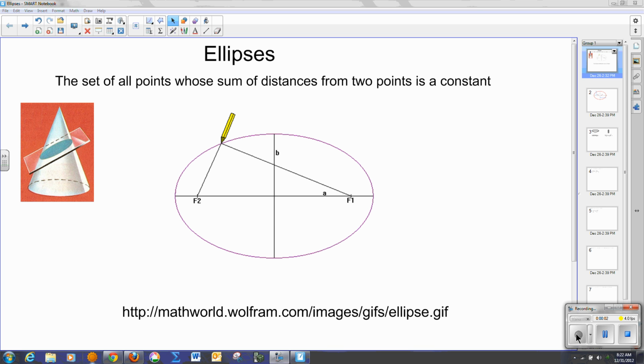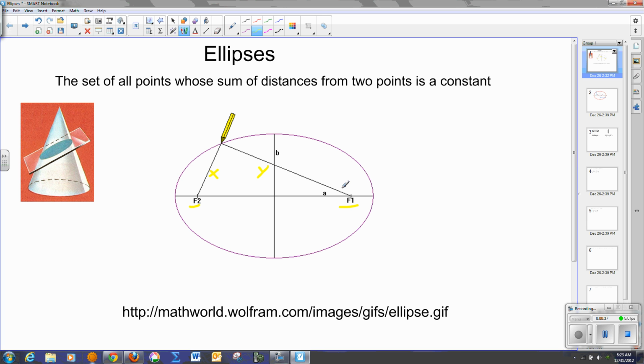So today we move from circles to ellipses. The definition of an ellipse is the set of all points whose sum of distances from 2 points is a constant. If you look at the diagram below, you can see that the 2 points we're talking about are interior points to that ellipse. And the sum of the distances, call these distances x and y, is going to be constant anywhere around the ellipse.